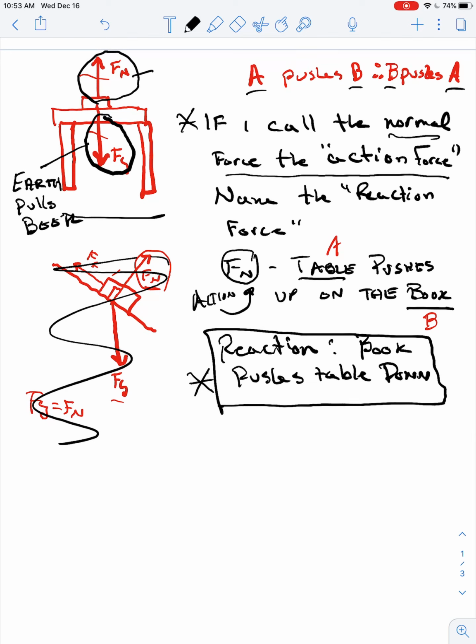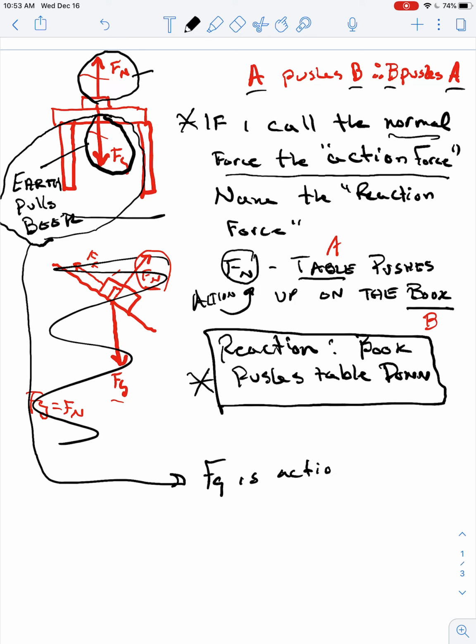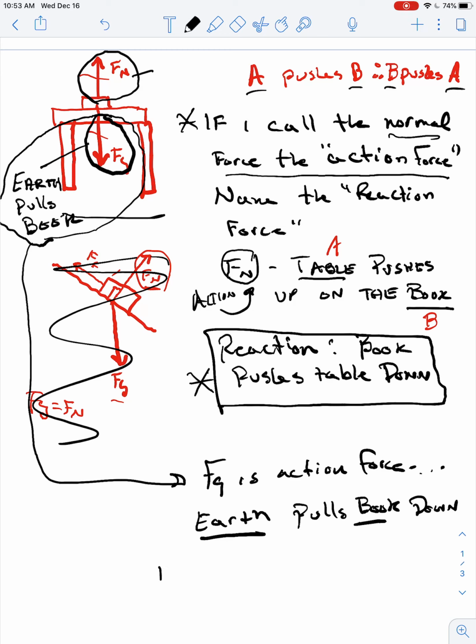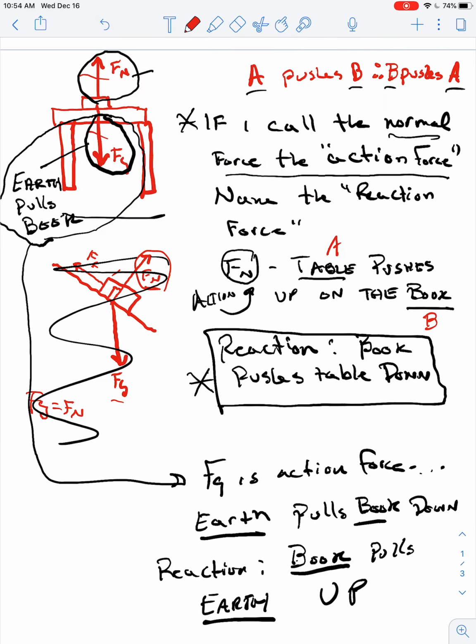Okay, and that's it. Now, remember, the gravity force also has its own reaction force. So if I gave you the same question, the same table with the same book, and I said this was the action force, and then I said name the reaction force. Well, FG, this is the earth, object A, pulls book, object B, down. So the reaction is book, object B, pulls earth, not table. Book pulls earth up. My action-reaction have to have the same two objects. It's like object A pulling object B, therefore object B also pulls object A.